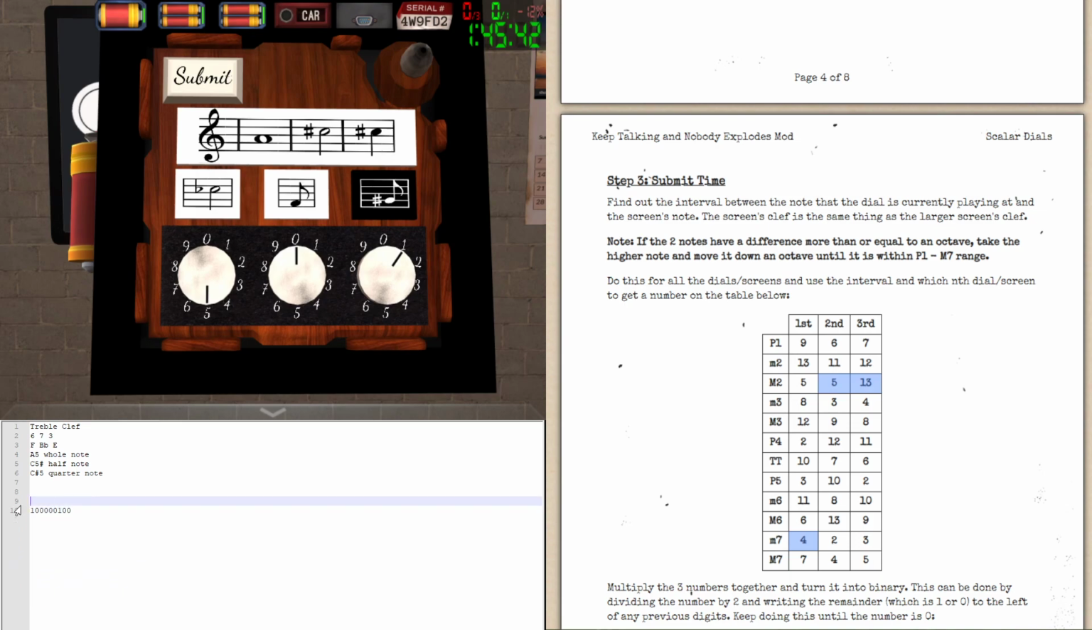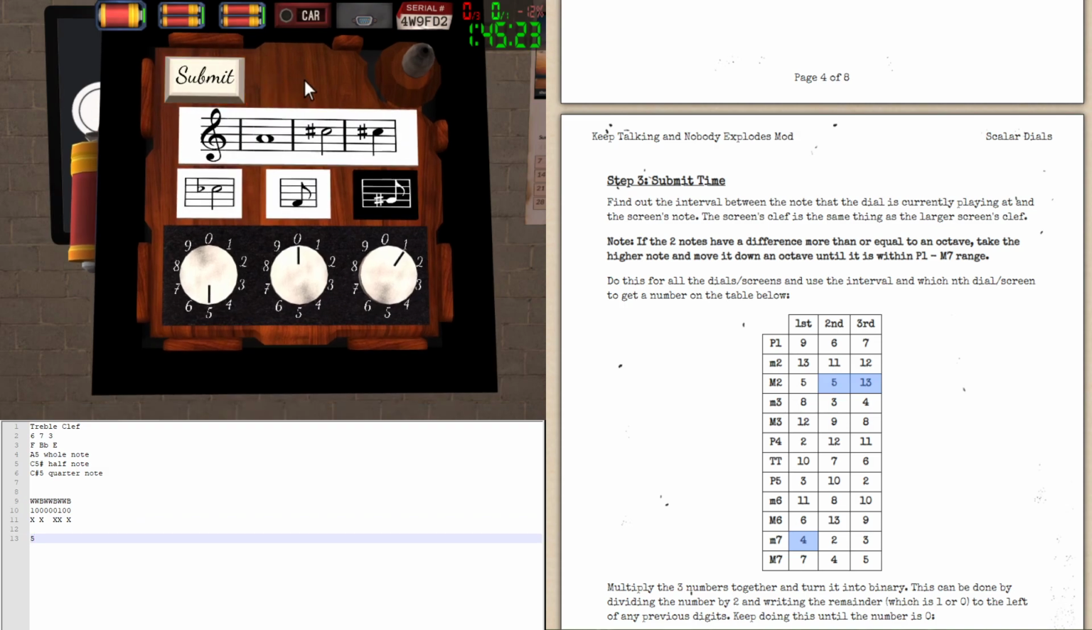Now we have our colors. White, white, black, white, white, black, white, white, black. White with a 1, X. White with a 0, nothing. Black with a 0, X. White, white, black with a 0. White with a 1, white with a 0, black with a 0. 1, 2, 3, 4, 5, 5. We're going to submit this on a 5, which we just passed.